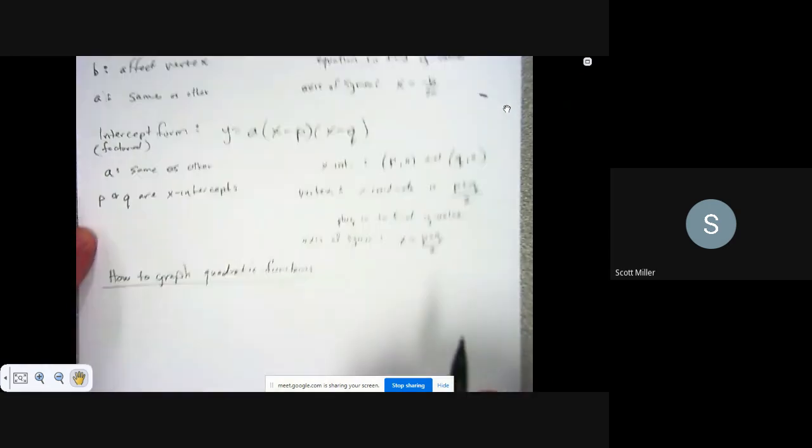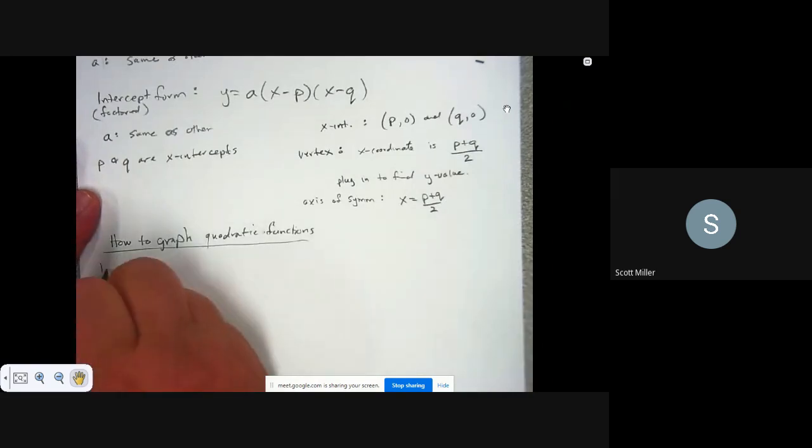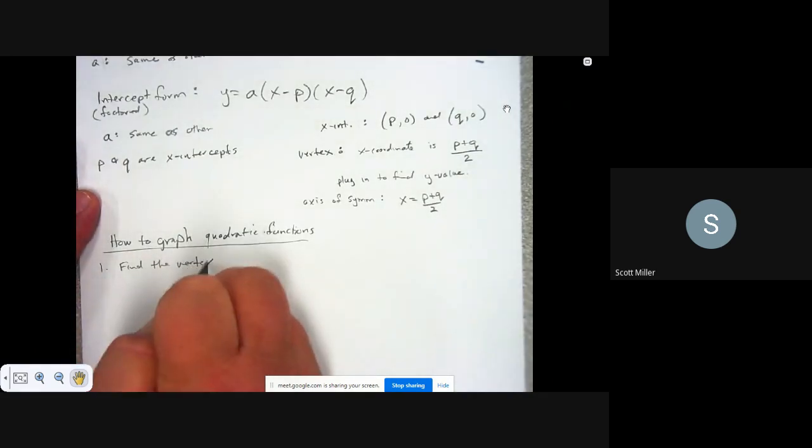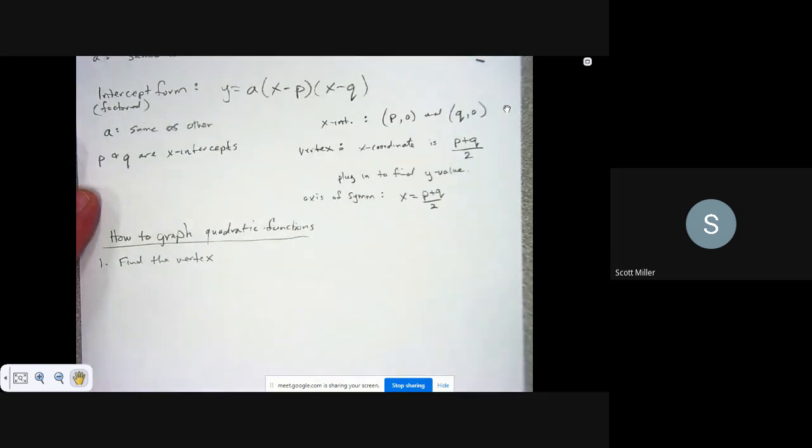How to graph quadratic functions. Here we go. Step 1, find the vertex. That is the most important point. You need to find it. Okay? So whichever form I give it to you, use the process for finding the vertex.